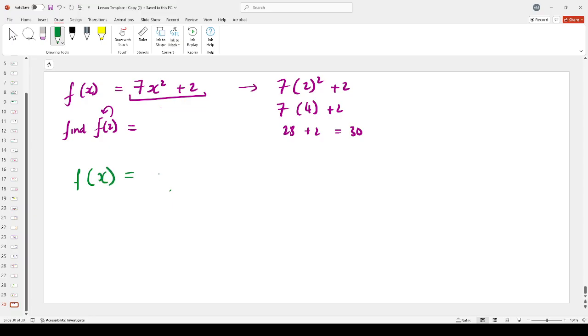F of x equals 3x. Find f of 3. Or sorry, f of 4. You basically replace x in this formula with 4. So 3 times 4. That's all. Which is 12. That is substitution.